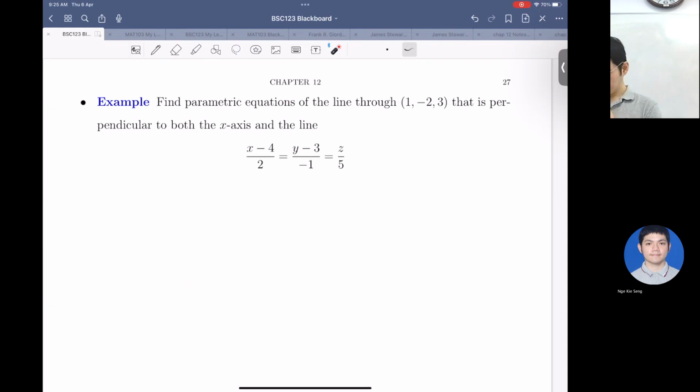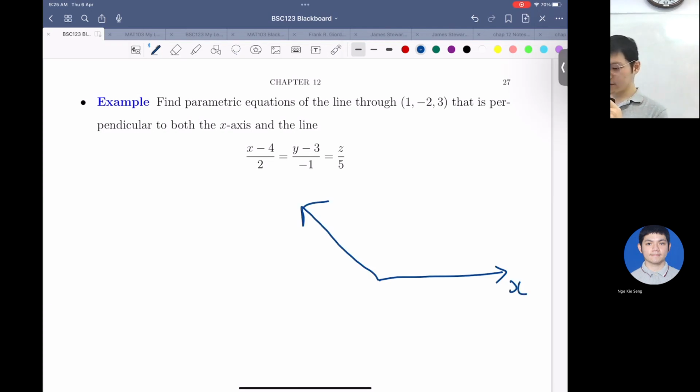So what does this mean? Let's draw out what this question is trying to ask. You want to find the equation of a line. They give you a point, good, but I still need a vector. That vector is perpendicular to both the x-axis and some special line. So what's the line that is perpendicular to two lines, in 3D?